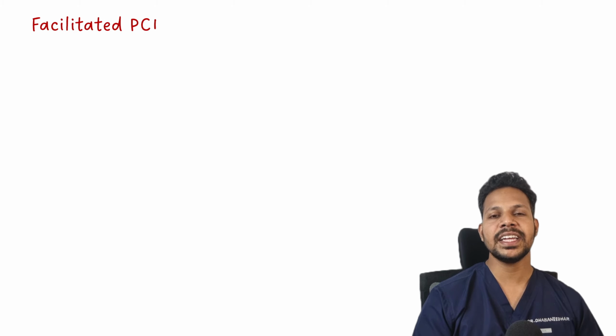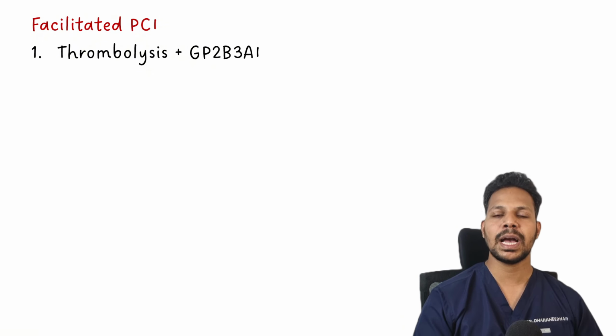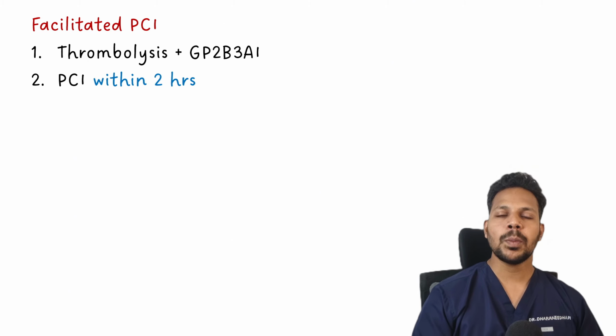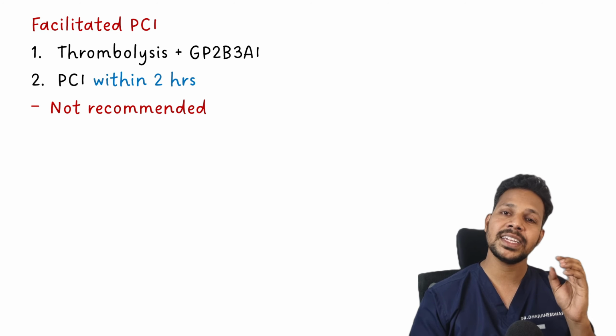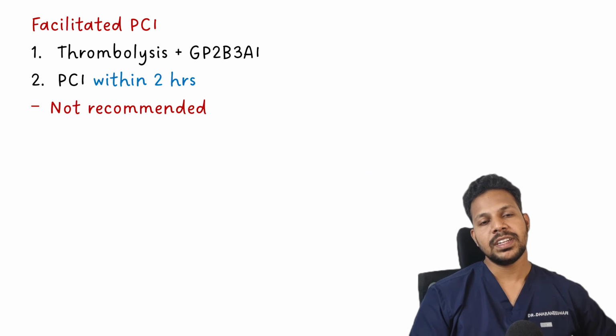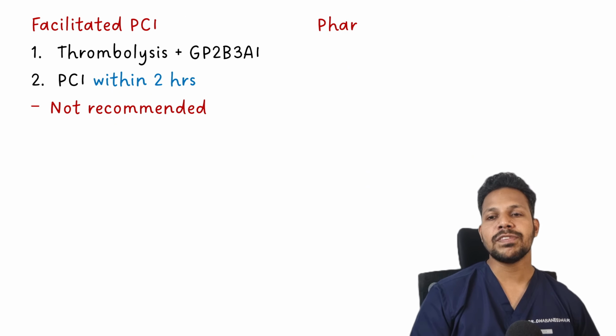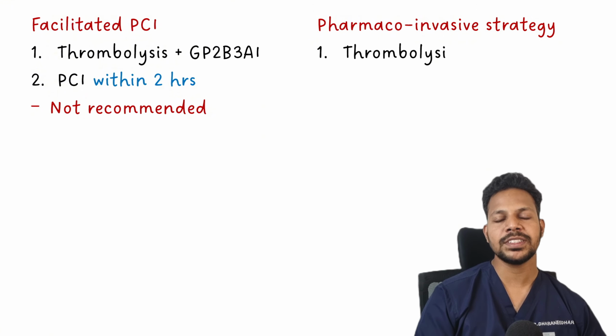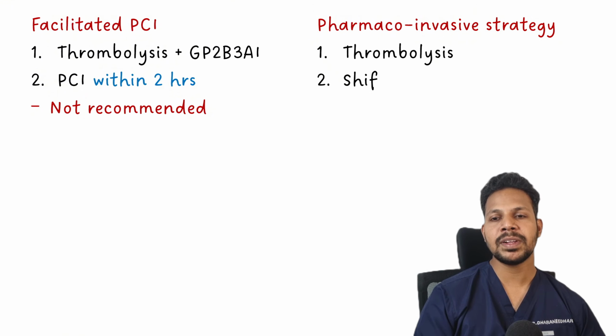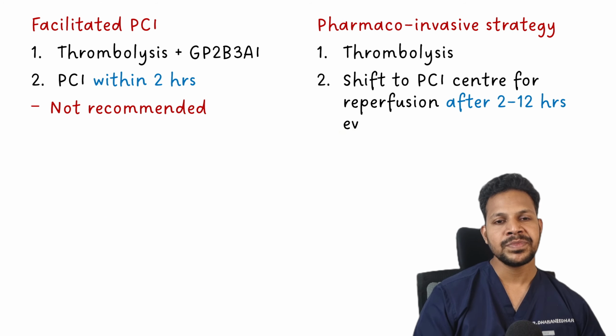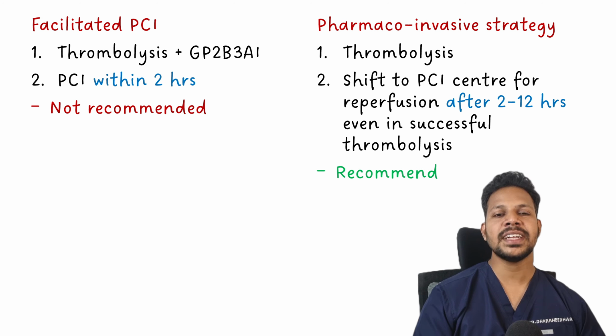So we have two different kinds of strategies. One is the facilitated PCI and then the pharmacoinvasive strategy. The facilitated PCI means firstly you'll give the patient thrombolysis and then glycoprotein 2b3 inhibitors like abciximab, and within 2 hours you will also do PCI. So you are subjecting the patient to both thrombolysis and PCI within the first 2 hours. This is not recommended because the thrombus is unstable and there is a high risk for reocclusion. This is not preferred. We also have another strategy which is called the pharmacoinvasive strategy, where if you have done thrombolysis, you can shift the patient to a PCI capable center after 2 hours but within 12 hours, even in successful thrombolysis. This is actually recommended.